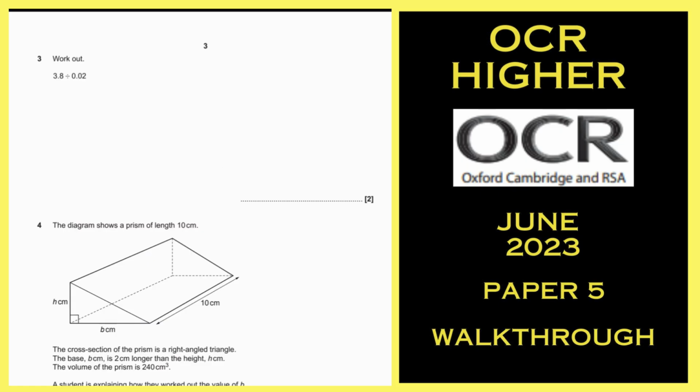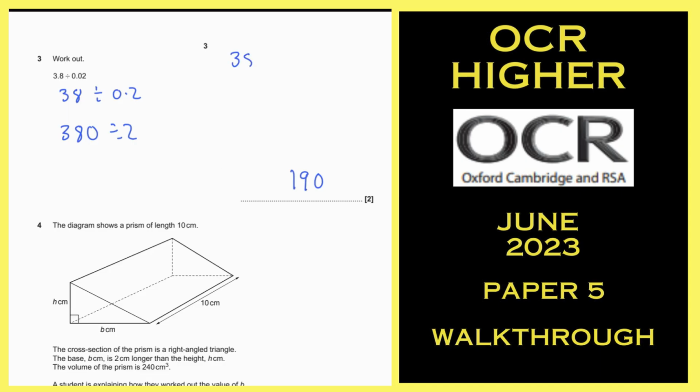The best way to do this is, first of all, multiply both numbers by 10. That doesn't quite get you there. What you want to do is multiply it by 10 again, and you're ending up with 380 divided by 2, which is basically 380 halved. 190, job done.